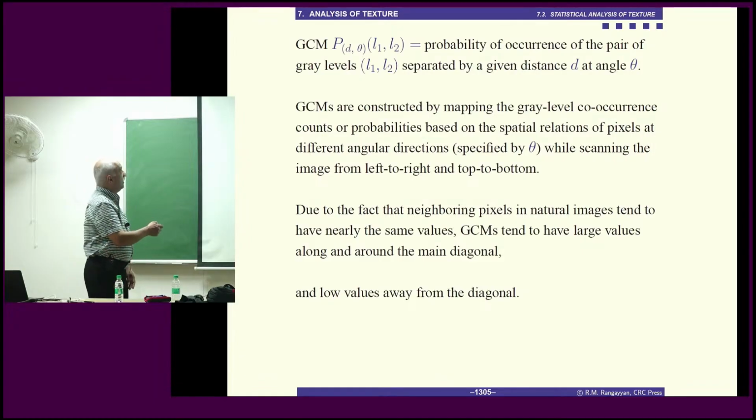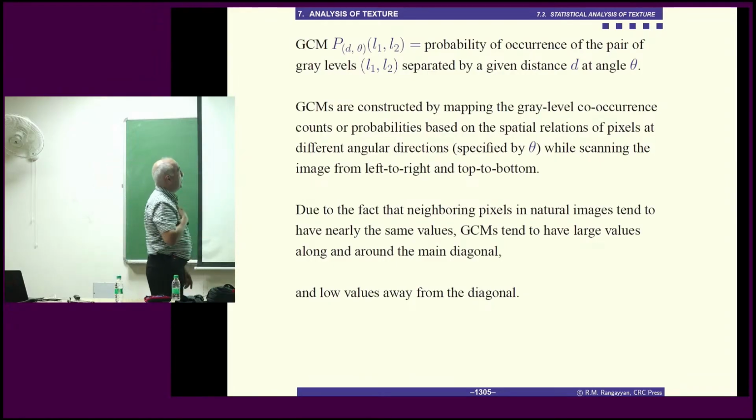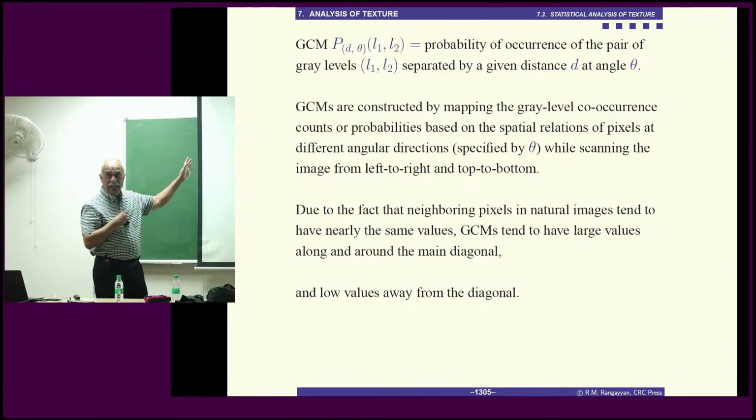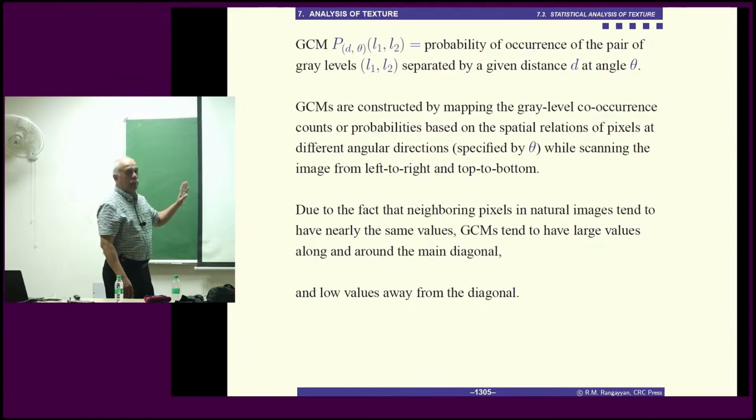So the GCM could be defined as P, capital P, the count of occurrences of L1, L2 separated by d, theta. d is distance, theta is angle, like in radial or polar coordinates. Or the probability of occurrence of the pair of gray levels L1, L2 separated by a certain distance d and angle theta. So GCMs are constructed by mapping the gray level co-occurrence counts or probabilities based on the specified spatial relationships at angles theta, scanning the image with the distance d, left to right, top to bottom.